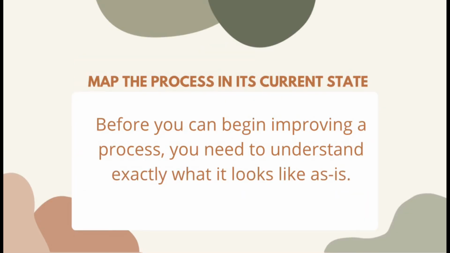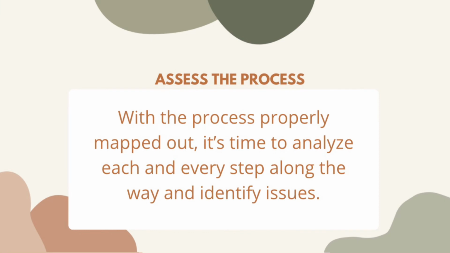Number 1. Map the process in its current state. Before you can begin improving a process, you need to understand exactly what it looks like as is. Process mapping will help you visualize how information and knowledge flows within your team and organization until it becomes a final deliverable.